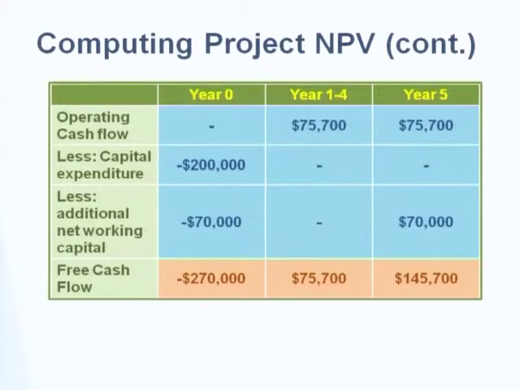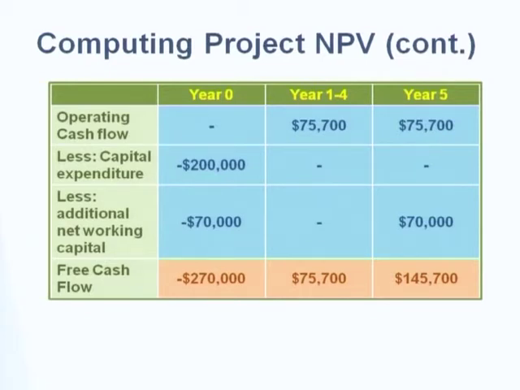You see, this is the stream of cash flow. Year 0 is the initial outlay. You pay 200,000 for equipment, and you also have to pay 70,000 as initial working capital. So the initial outlay will be 270,000. It's negative because it's a cash outflow. And the cash flow from year 1 to year 4, we have operating cash flow of 75,700 based on your calculation.